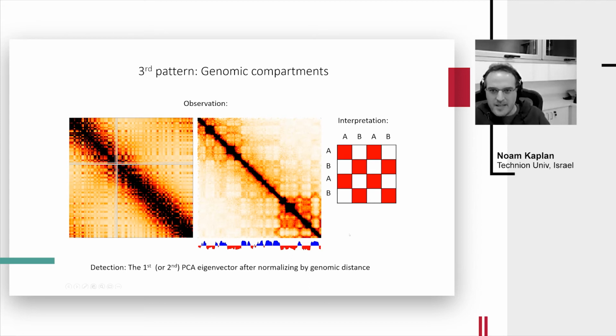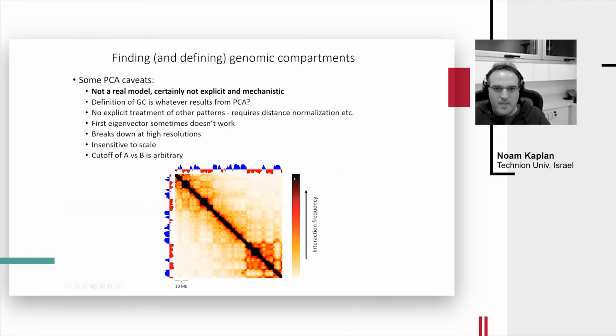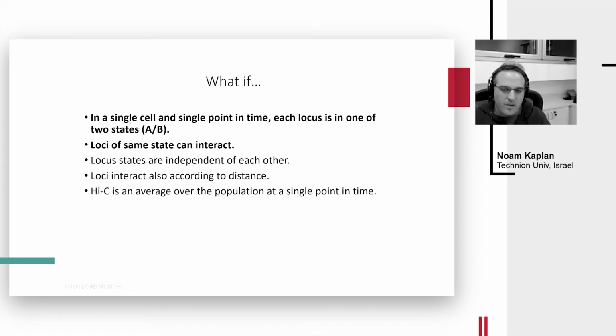I won't explain exactly what this does, but basically it has many caveats, and it comes from the fact that it's not a real model, because what you would want to do is now take this story about 2 states that interact with themselves and write it down as an explicit model. And the PCA has many caveats. It breaks down at high resolutions. It's difficult to interpret what the values exactly mean and so on.